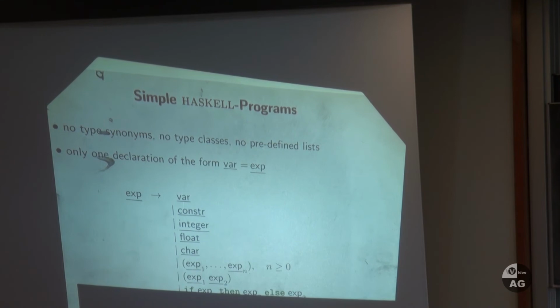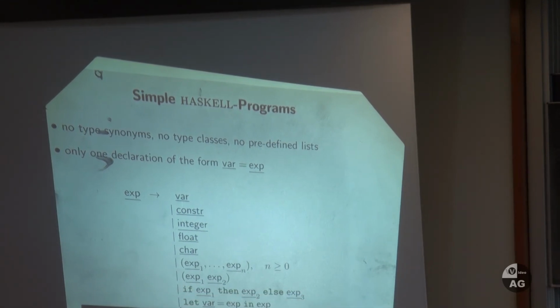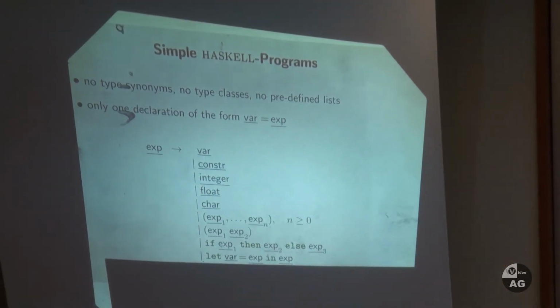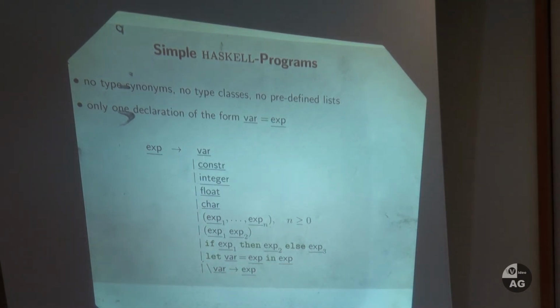Then we have if then else, of course, as usual. We have let. We don't have where. I threw this away. And we only have limited lambda expressions of this form, where we have just a single variable after the lambda and then an expression. So this is the whole definition of simple Haskell.